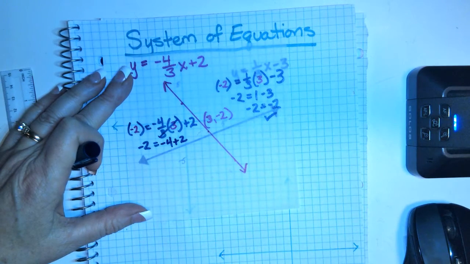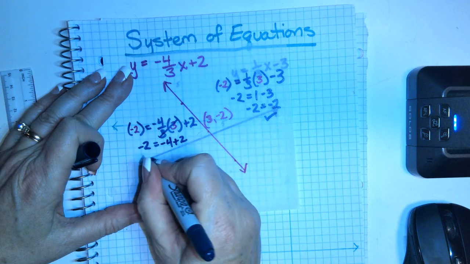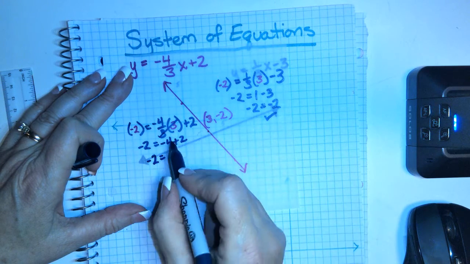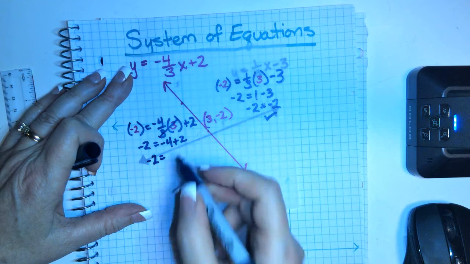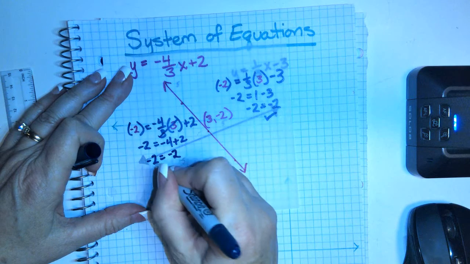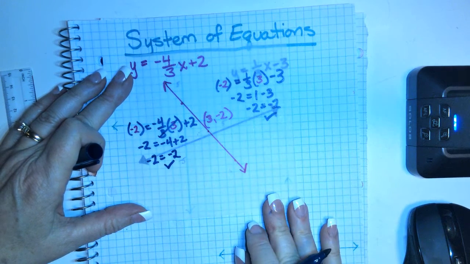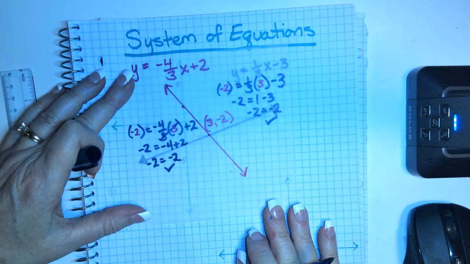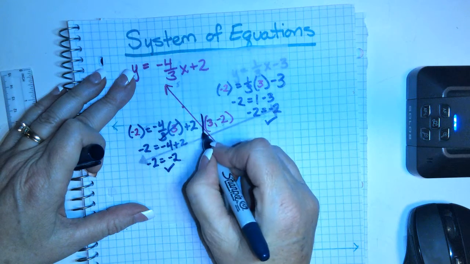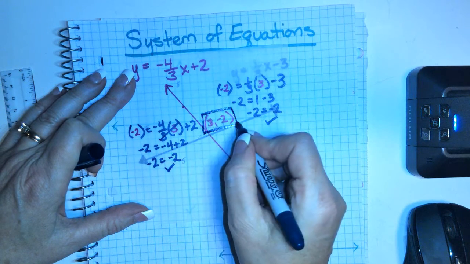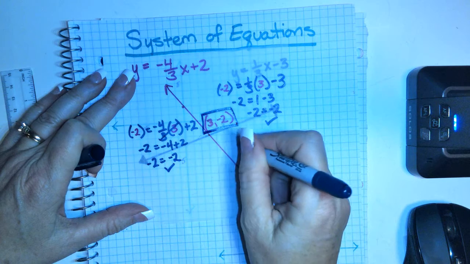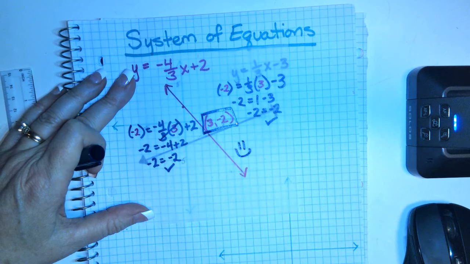And then plus 2. So on this side I have negative 2, and then negative 4 plus 2 is negative 2. And they both work out. So that means that this point here at 3, negative 2 is the solution to this system of equations.